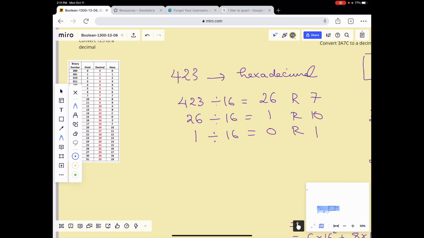You write out 1, 10, and 7. But 10 is equivalent to A in hexa, so write out 1A7. And this one is the hexadecimal answer for 423 decimal. Okay.